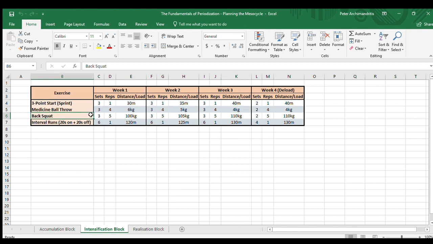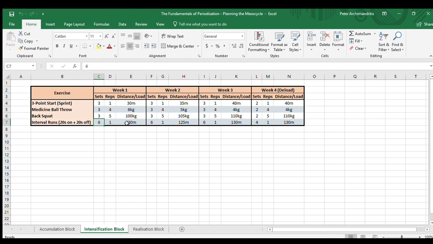Back squat, so our strength exercise, 3 sets of 5 at 100 kilos, 3 sets of 5 at 105 kilos, 3 sets of 5 at 110 kilos. Almost the most basic form of progressive overload, just keeping the reps and sets the same and adding load. And then in the final week again, we're going to drop the volume and maintain that high intensity that we did. Interval runs, similar sort of thing here.